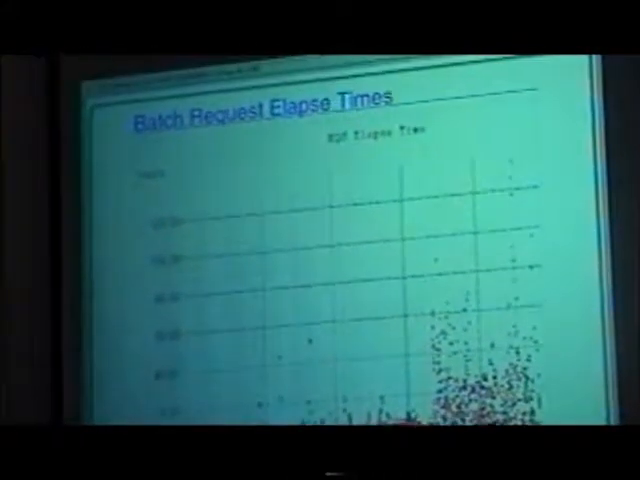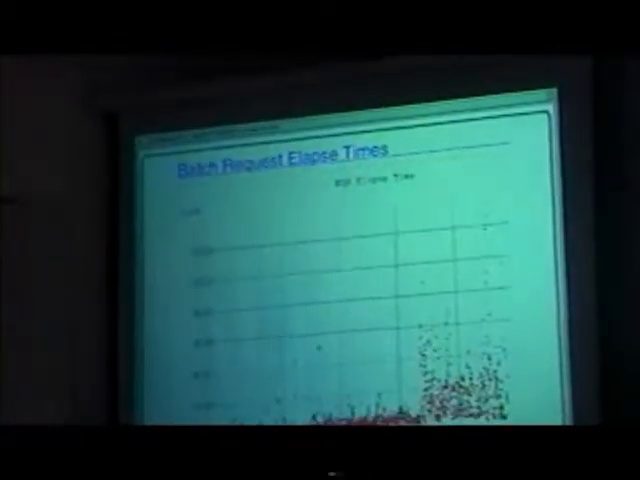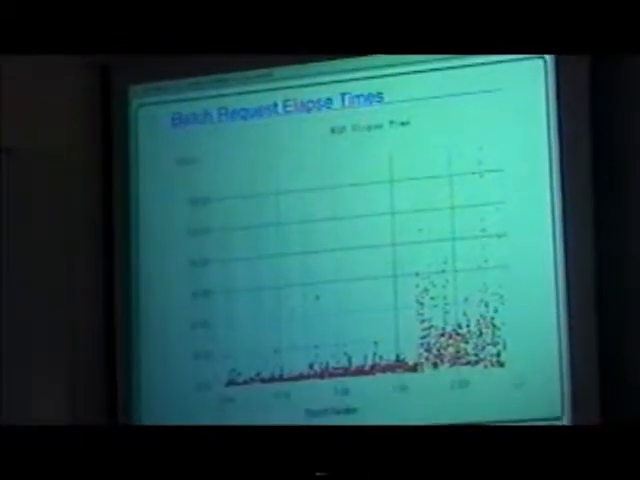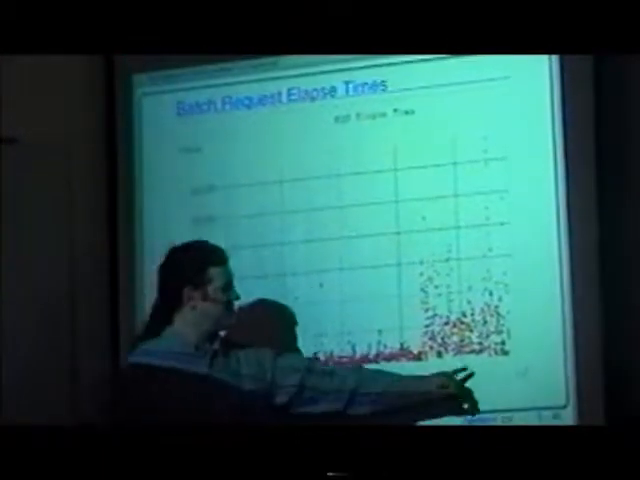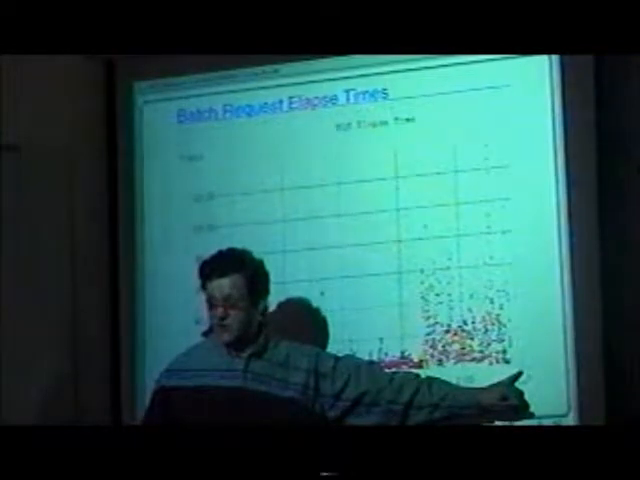Now this is the type of data that I was getting out of SPV. This happened to be the NASA Goddard site. So I looked at a month's worth of data on NASA Goddard, and they had over 2,000 jobs. Looks like about 2,500 jobs that ran in that month.